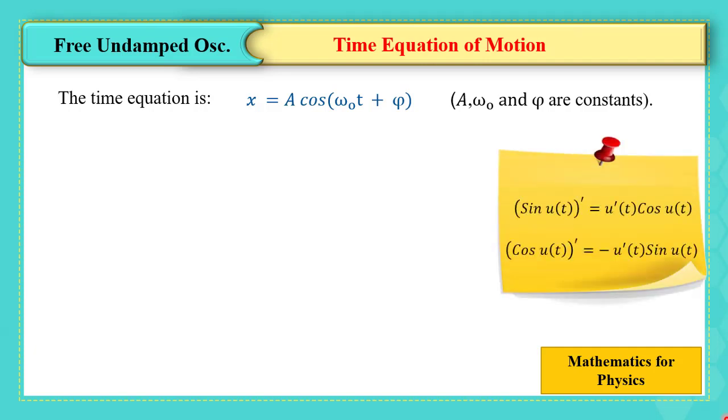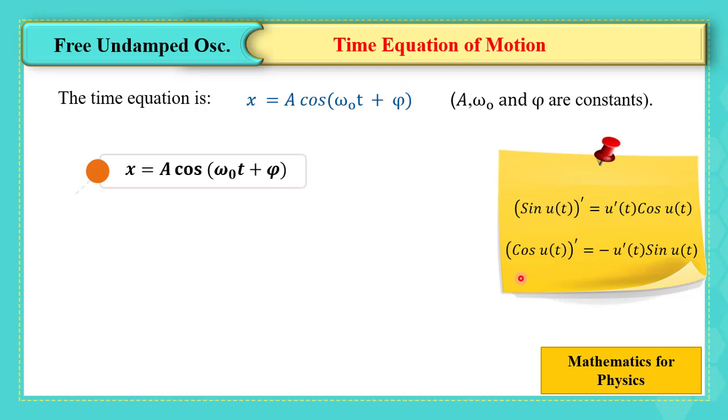We are going to use these two rules to make our verification: the derivative of sine u, where u is a function of time, is the derivative of u times cosine u, and the derivative of cosine u, where u is a function of time, is minus the derivative of u times sine u. First, let's find the second derivative x double prime of x and replace it in the equation. x equals a cosine omega 0 t plus phi.